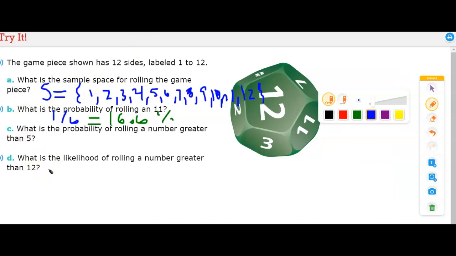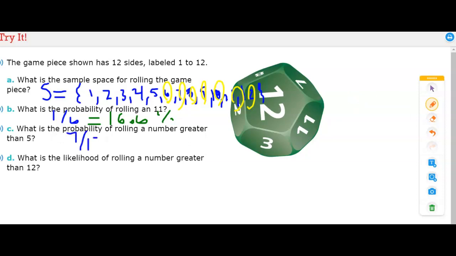Part C. What is the probability of rolling a number greater than 5? So greater than 5, let's see, we have 6, 7, 8, 9, 10, 11, and then 12. That's 1, 2, 3, 4, 5, 6, 7 numbers that are greater out of 12. So we would write that as 7/12. And again, if you wanted to write it as a percent, you would do long division to find your percent.